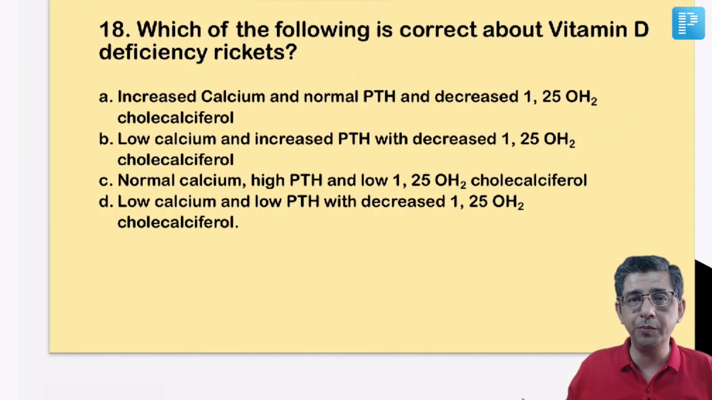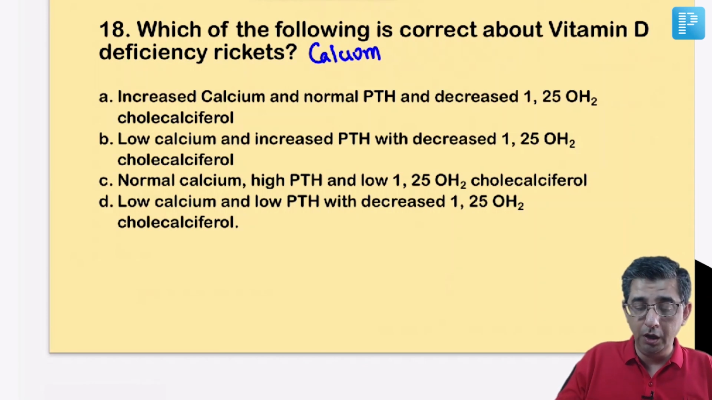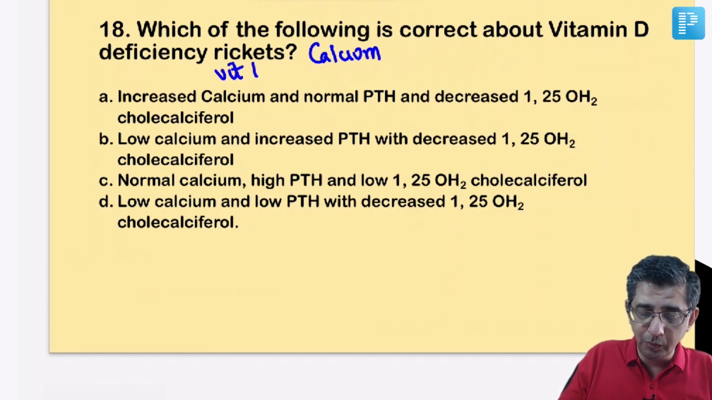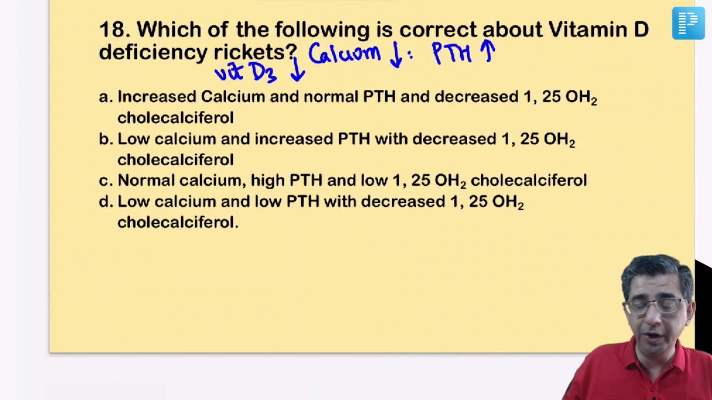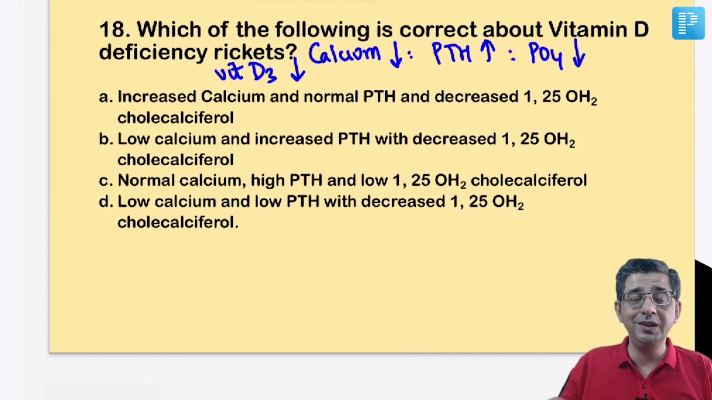The next question talked about vitamin D deficiency rickets. So without looking at the options, I'll just give the solution. In this case, nutritional rickets is due to dietary deficiency of vitamin D3. If vitamin D3 is going to be less in the body, then calcium will be less, and because of calcium there is going to be increase of PTH. And what will PTH do? PTH will cause loss of phosphate from the body, so phosphate will go down. These are the traditional laboratory reports which have been asked time and again.